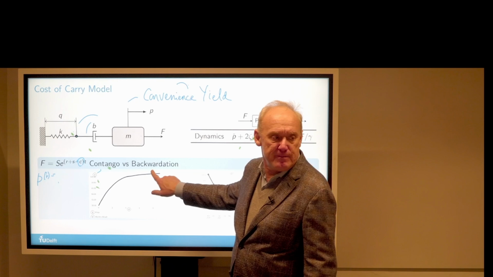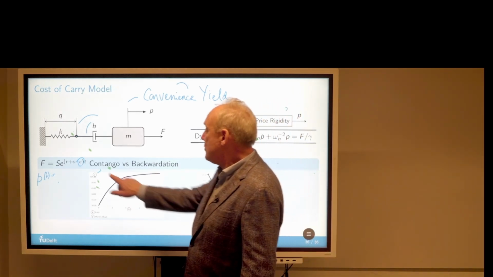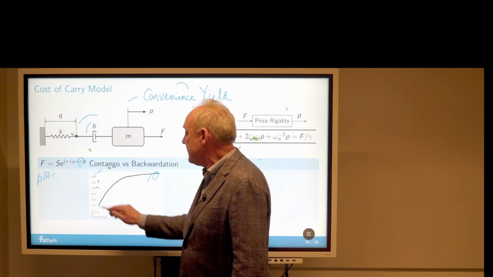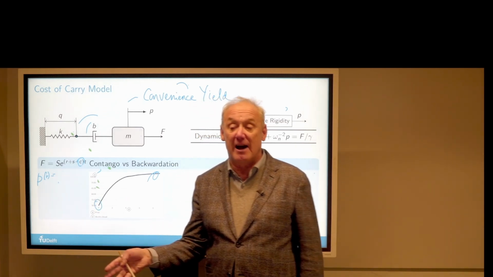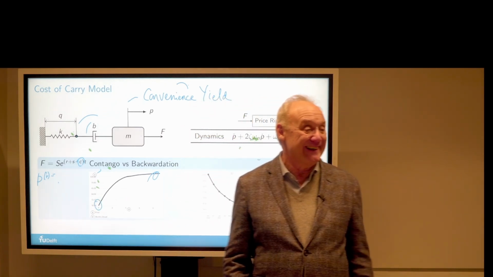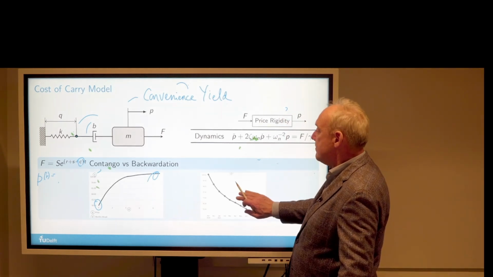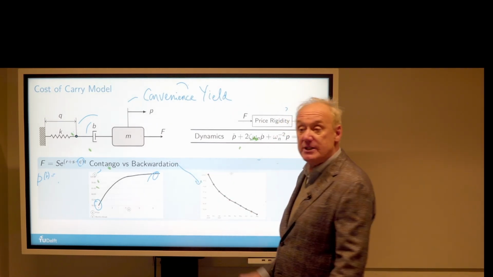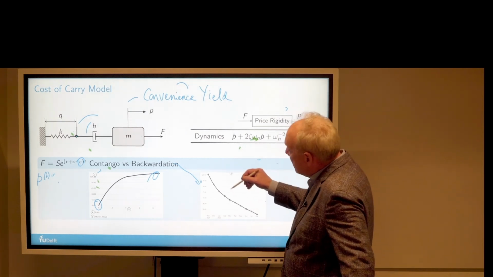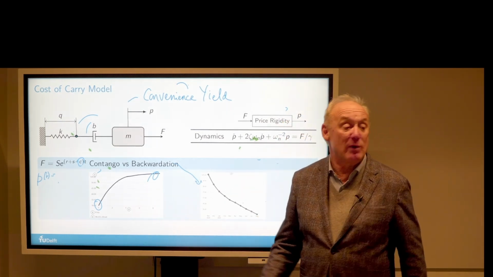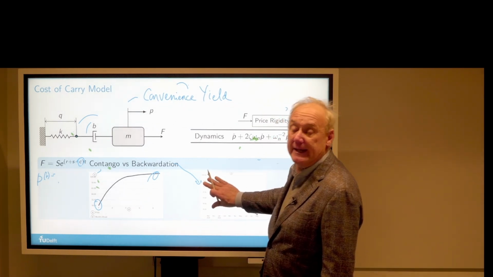If the convenience yield is 0, you'll get this kind of flow, and that's what they call contango. So you see that the future price is always higher than the spot price because it has to take account of the cost of carry, right? But sometimes they say the market is in backwardation. So this is backwardation. You'll see that the future price is lower than the spot price. Why? Because the items are highly in demand.